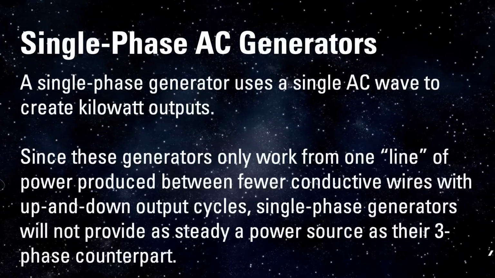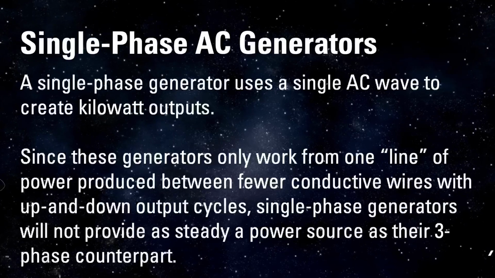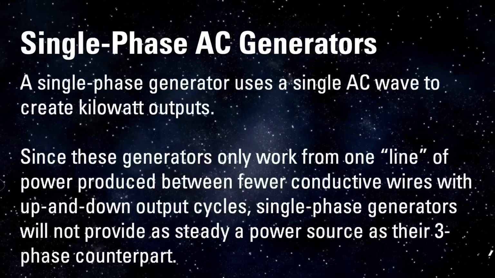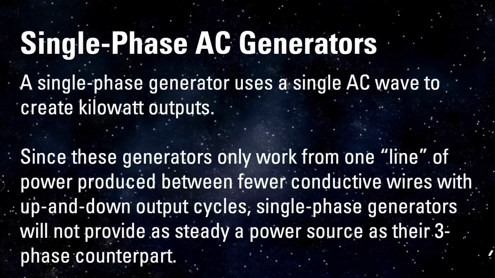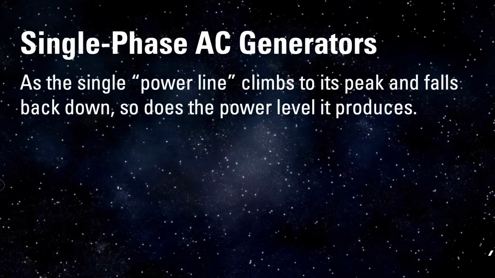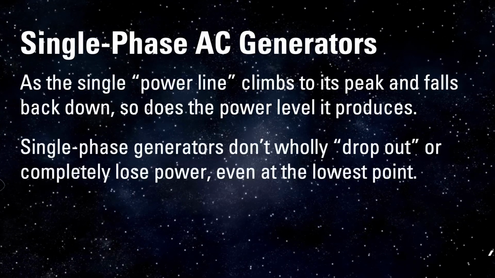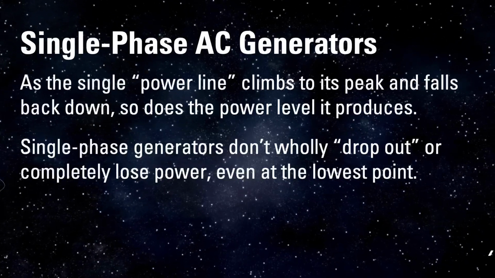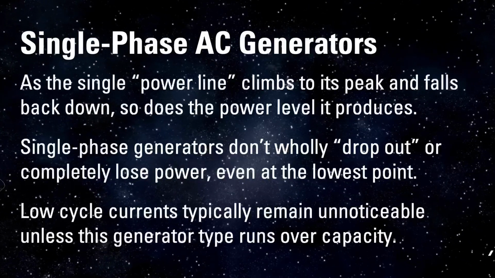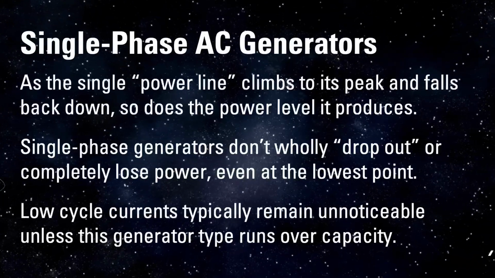Since these generators only work from one line of power produced between fewer conductive wires with up and down output cycles, single-phase generators will not provide as steady a power source as their three-phase counterpart. As a single power line climbs to its peak and falls back down, so does the power level it produces. Single-phase generators don't wholly drop out or completely lose power, even at the lowest point. Low cycle currents typically remain unnoticeable unless this generator type runs over capacity.